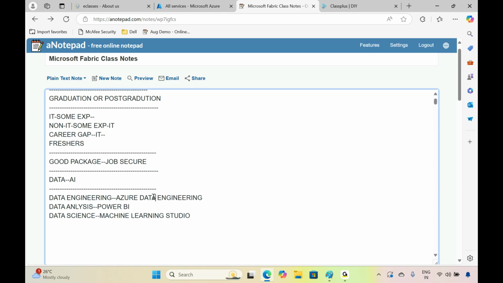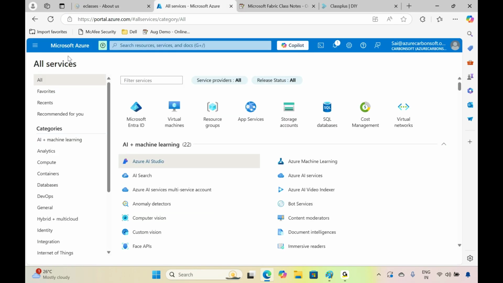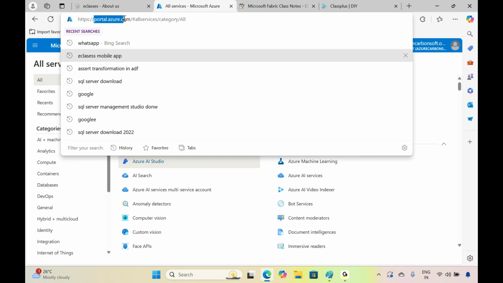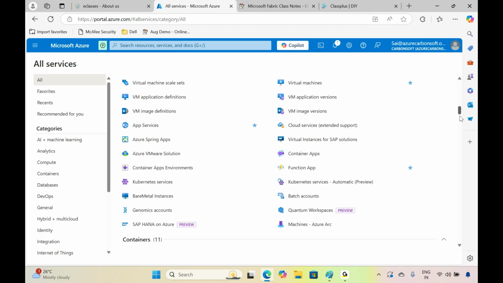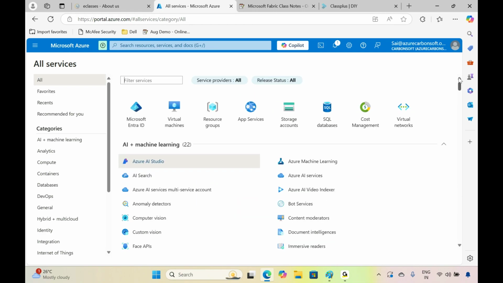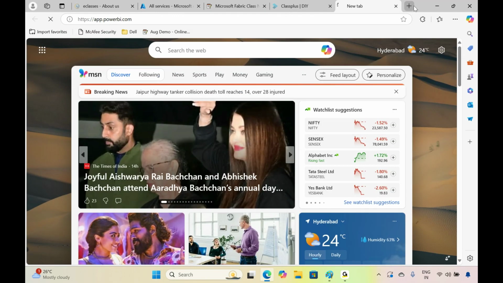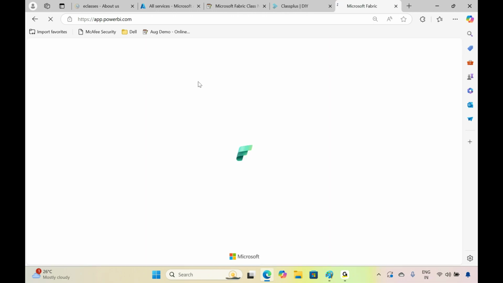If you see the Azure data engineering platform, this is your Azure portal, portal.azure.com. Here there are so many software services available, and by using those services, you can implement projects. Similarly, if you want to develop Power BI reports, we have app.powerbi.com, where you log in and design the Power BI reports.